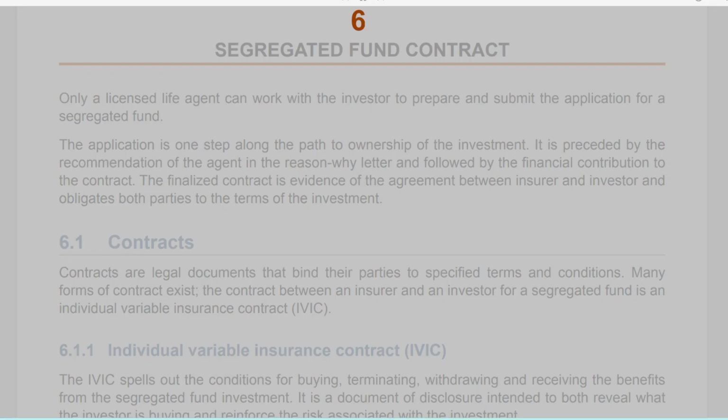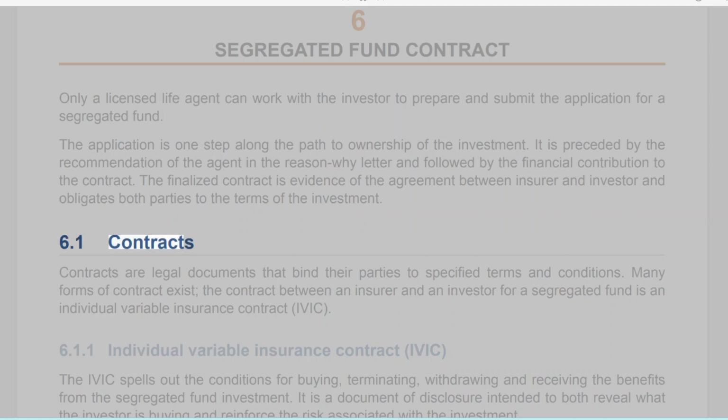6. Segregated fund contract. Only a licensed life agent can work with the investor to prepare and submit the application for a segregated fund. The application is one step along the path to ownership of the investment. It is preceded by the recommendation of the agent in the reason why letter and followed by the financial contribution to the contract. The finalized contract is evidence of the agreement between insurer and investor and obligates both parties to the terms of the investment.